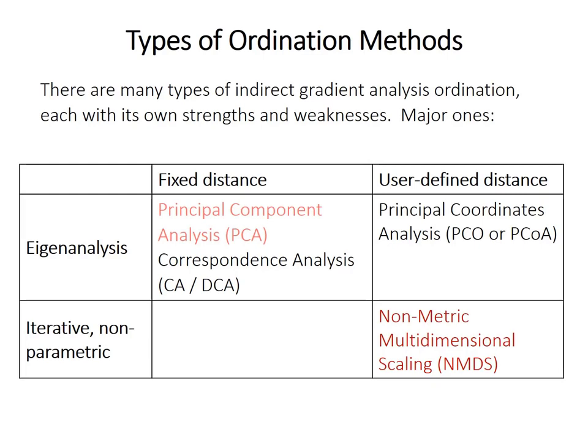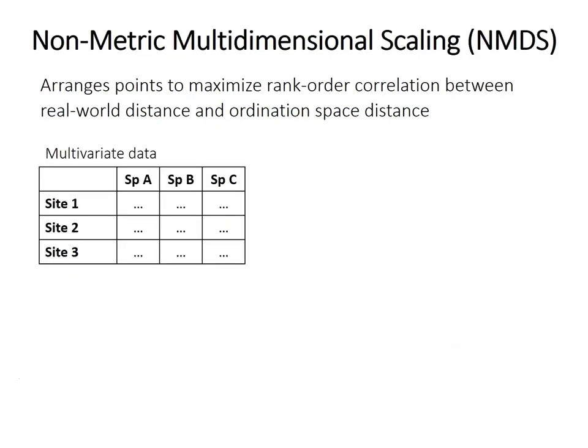In contrast, NMDS allows you to choose any distance measure that might be suited for your data, and it uses an iterative method for creating the ordination results. In that way, it doesn't make any assumptions of a linear relationship.